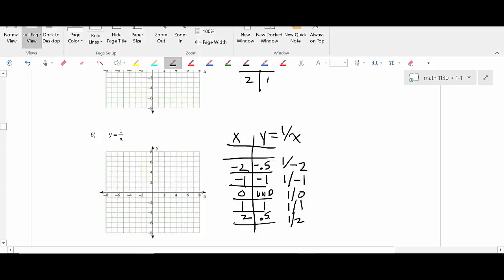Okay, now we're going to plot those points, and I'm going to show you how this goes, and I'm going to do something with the calculator to help you understand how this goes a little further. So if you plot these points, it looks like you would have -2, -0.5. So that's a little dot right there. You'd have -1, -1 would be there. And then you don't have anything there. That's not a point. And then you would have 1, 1 is there. And then you would have 2, 0.5 would be like that.